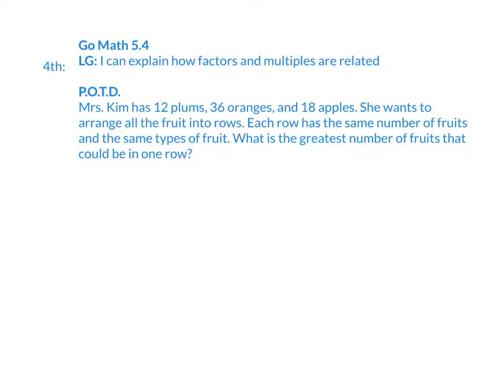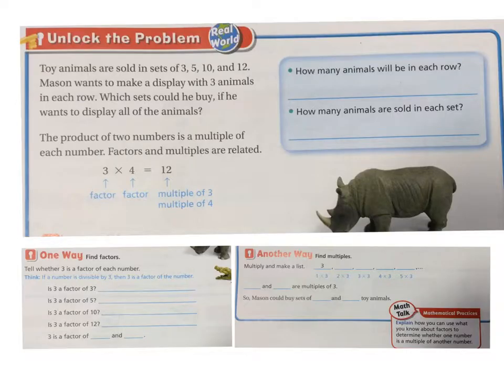Okay, so last week we really spent a long time thinking about what are factors and how can you find the factors of a number. Today we're going to talk about how that concept is related to the idea of multiples. So on lesson 5.4 it says toy animals are sold in sets of 3, 5, 10, and 12. What that means is if I go to the store and I want to buy a package of toy animals, I could either get 3 of them, I could get 5 of them, I could get 10 of them, or I could get 12 of them.